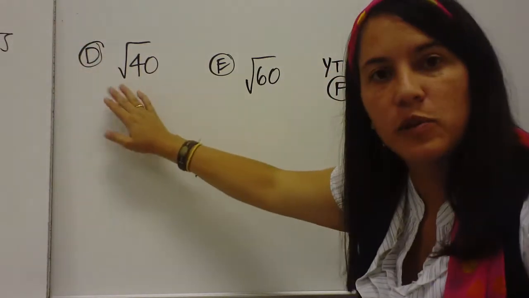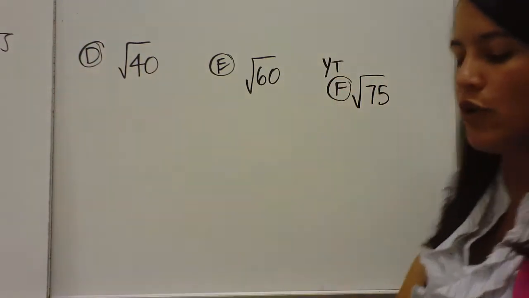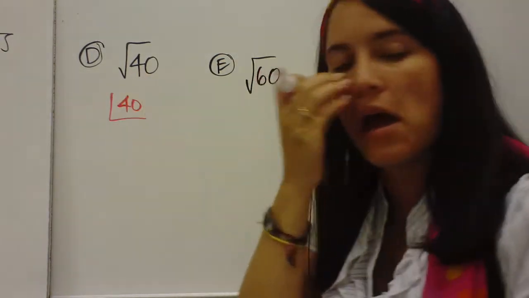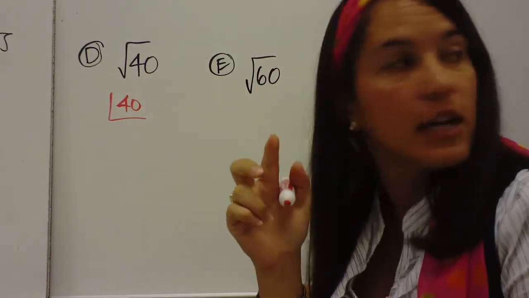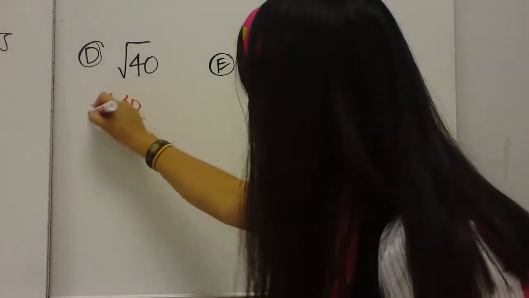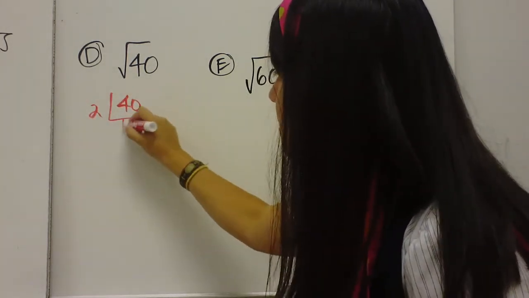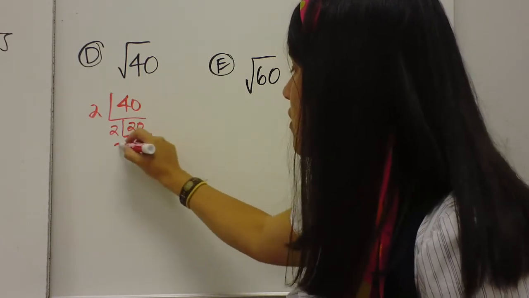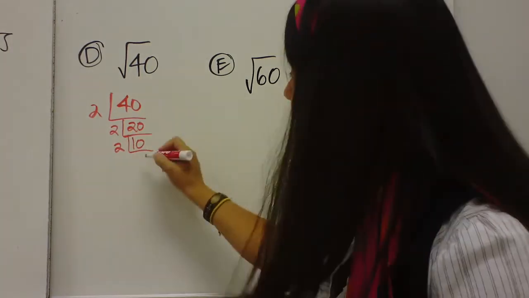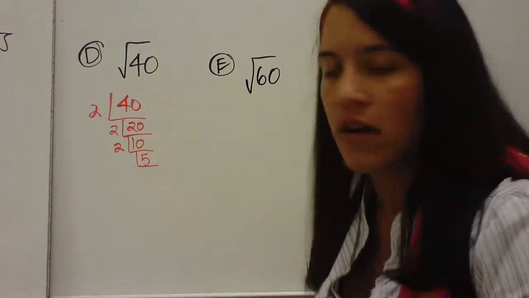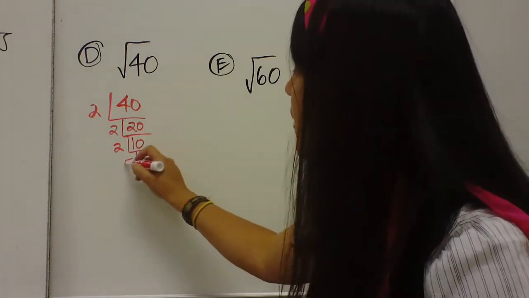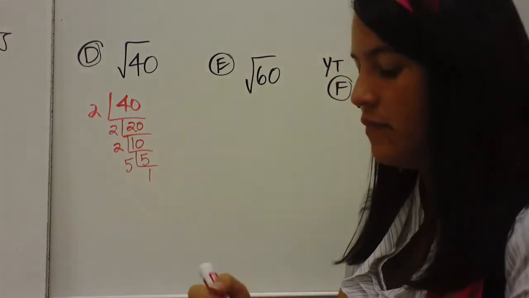Alright, so let's do some more examples. D, square root of 40. So we start with 40. In my upside down division, I'm going to divide it by 2. And I get 20. I'm going to divide it by 2. 10 divided by 2 is 5. And then what will go into 5? 5. So I divide by 5 and I get 1.